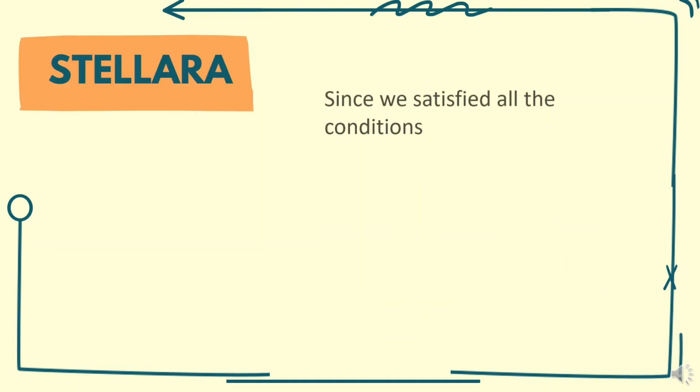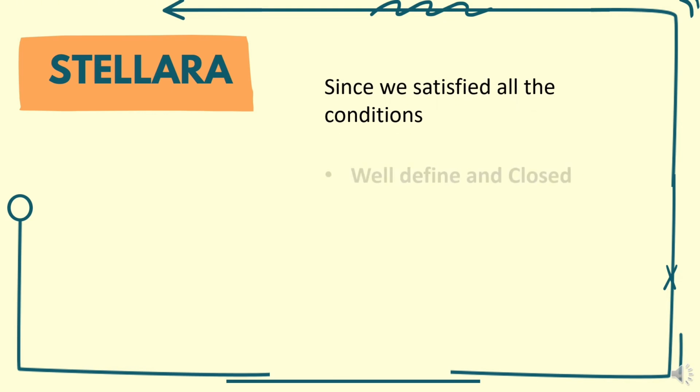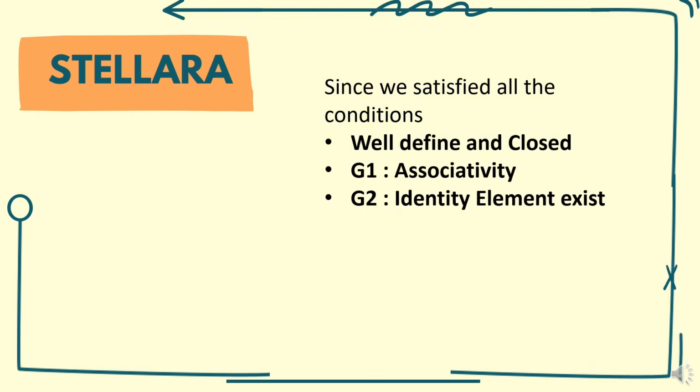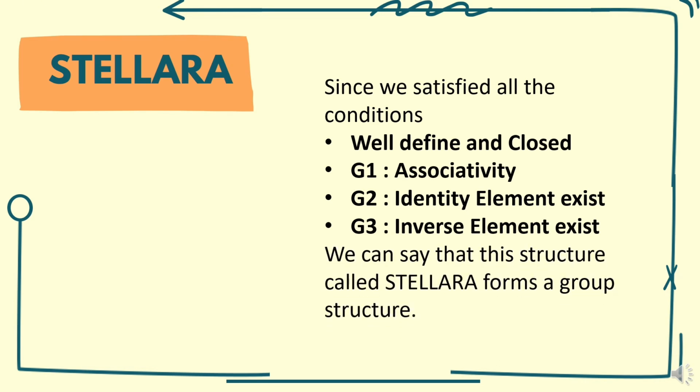Since we satisfied all the conditions, namely well-defined and closed, G1 associativity, G2 identity element exists, and lastly G3 inverse element exists, we can say that this structure called Stellara forms a group structure.